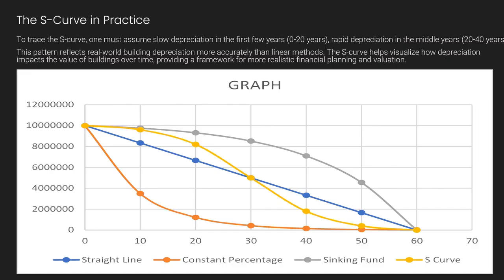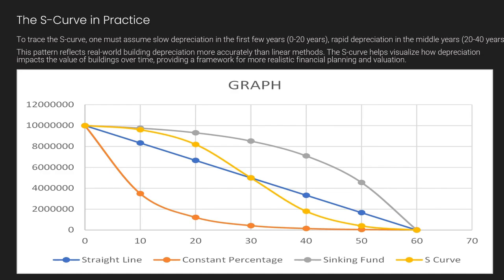Now see here, in the initial stages, at the end of 10 years and at the end of 20 years, the values of the S curve are nearer to the sinking fund method. The values which you have calculated for the sinking fund method and the S curve are almost nearer to each other. And then when you go to the middle phase, 30 to 40 and 50 years.